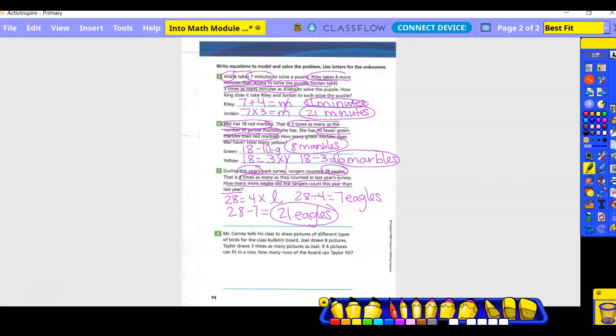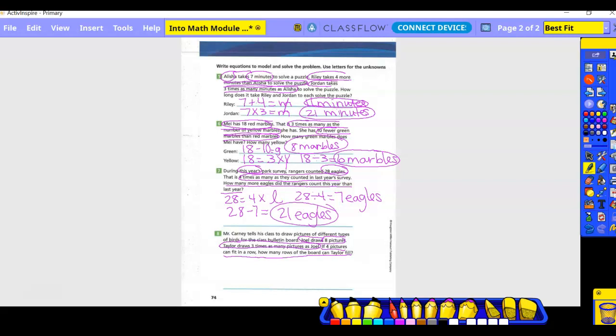Number 8. Mr. Carney tells his class to draw pictures of different types of birds for the class bulletin board. Joel draws 8 pictures. Taylor draws 3 times as many as Joel. If 4 pictures can fit in a row, how many rows of the board can Taylor fill? So Joel does 8 pictures. Taylor 3 times as many as Joel. And then if 4 pictures can fit, how many rows can there be?